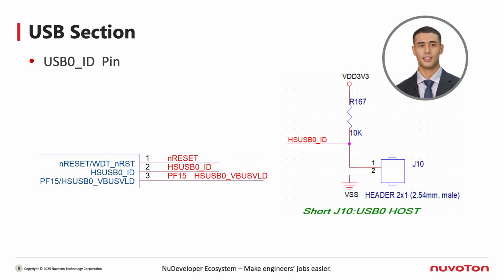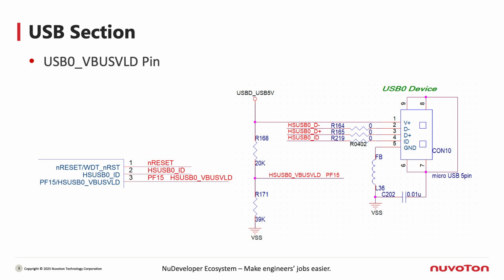In the schematic design, the USB 0 ID pin is typically pulled up with a 10 kilo resistor by default. This sets USB 0 to device mode, which is commonly used for programming and debugging. If USB 0 needs to be switched to host mode, it is recommended to reserve a 0 ohm resistor to ground. The USB 0 VBUSVLD pin is used to detect whether USB 0 is connected to a computer USB host when it is in device mode.